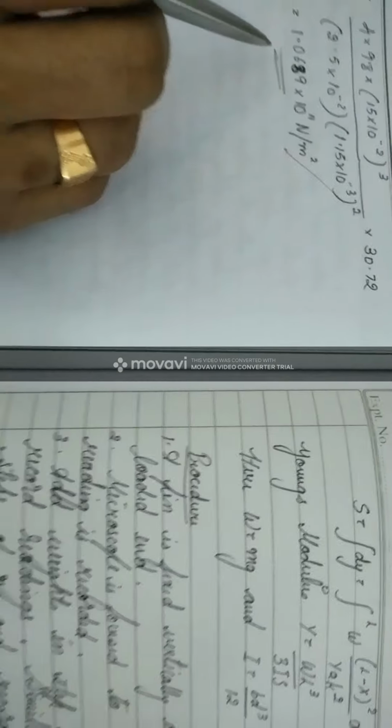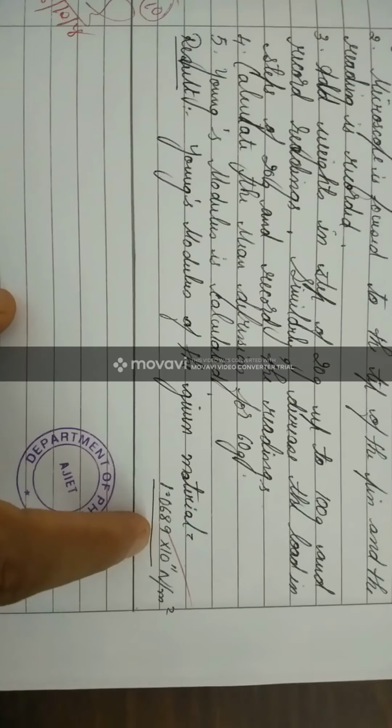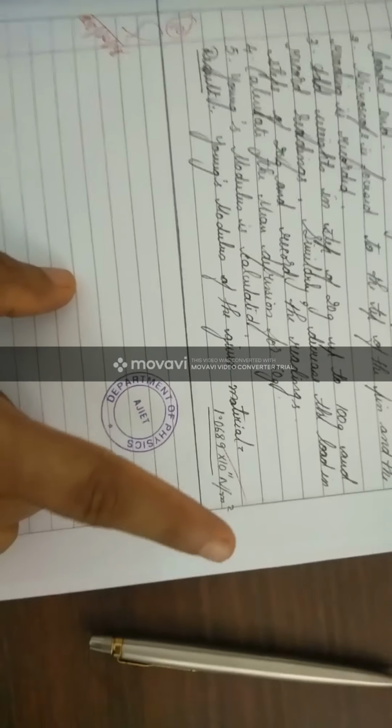In other words, the Young's modulus of the given beam. So the result is, Young's modulus of the given material is 1.0689 into 10 power 11 Newton per meter square.